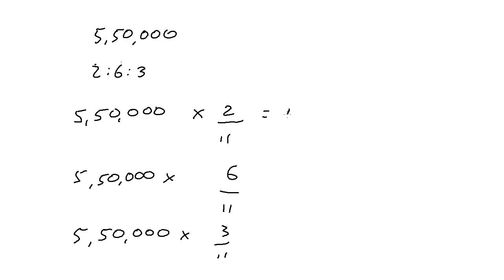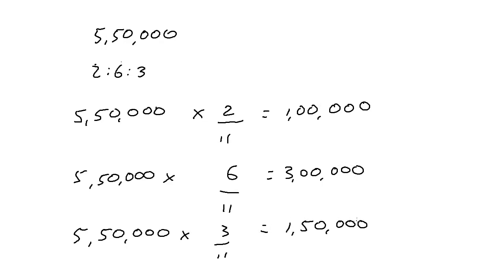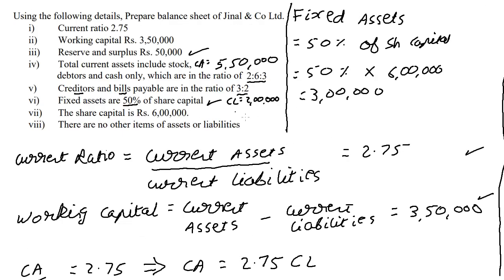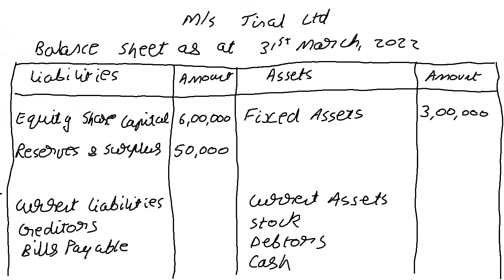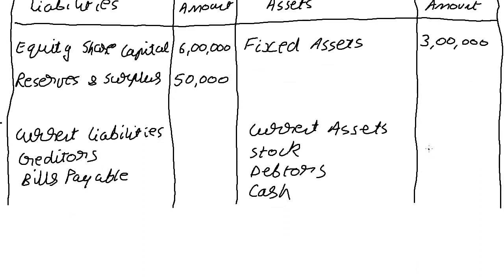If you do the math over here, I'm guessing you're going to get 1 lakh. Please use a calculator if you're getting stuck. Okay, we have 3 lakhs and we have 1,50,000. Use a calculator, no problem. Okay, now 1 lakh, 3 lakh, 1,50,000 corresponds to stock, debtors, cash. Remember, 1 lakh, 3 lakh, 1,50,000. Immediately I'm going to the balance sheet and 1 lakh, 3 lakh and 1,50,000.